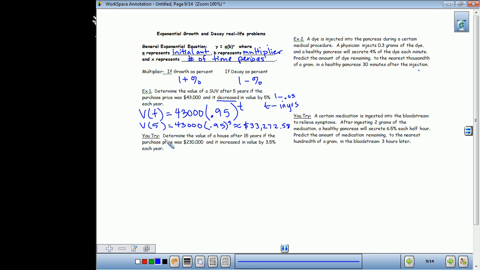All right, you try. Determine the value of a house after 15 years, given a purchase price and an increasing value. So it's on the water. So it costs more? Or how does that work? You could put restorations in. The value of the house increased.